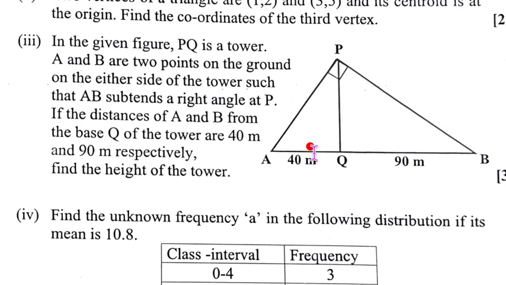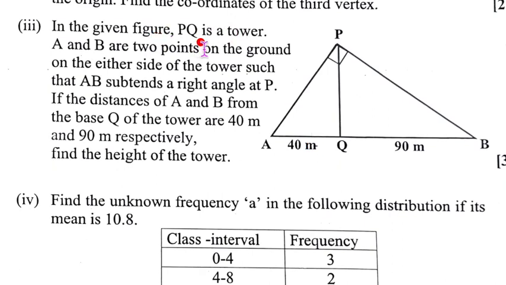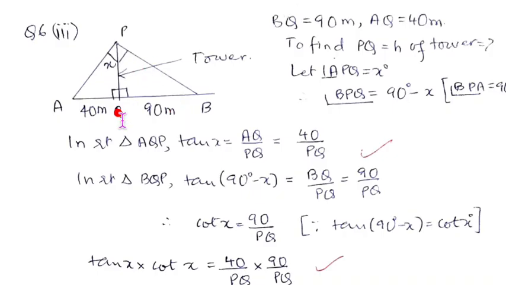We come to question number 6, third part. In the given figure, PQ is the tower and A and B are 2 points on the ground, here and here, on either side of the tower, such that AB subtends a right angle at P. So this and this together give us 90 degrees. The distances of A and B from the base Q of the tower are 40 meters and 90 meters. Find the height of the tower. So we draw the diagram and we show that this is 90 degrees here and we have to find PQ, so I am calling that X.